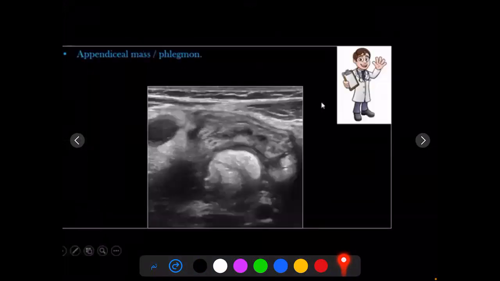Another complication is appendiceal mass, or phlegmon. This case shows a dilated appendix, and this is an echogenic mass structure adjacent to it, with peristaltic terminal ileum and surrounding echogenic fat. This is a case of a phlegmon.